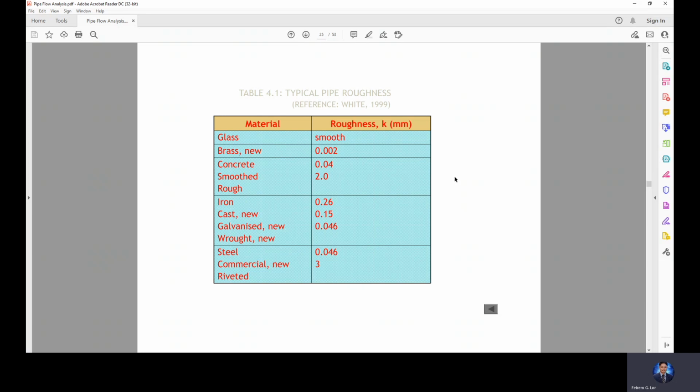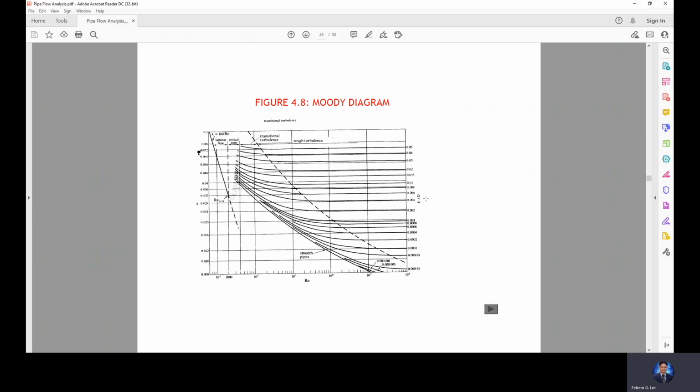So we have different roughness. On the Moody diagram, this is the ratio of roughness and the diameter. So usually, if the friction factor is not given, we solve for the friction factor. We can plot where K over D is, then just follow it until it meets the curve. Then we can determine its friction factor value.